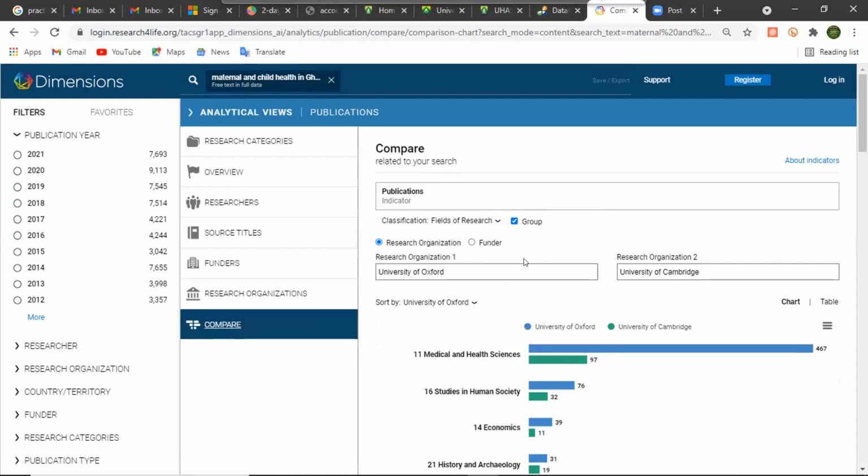Now, let me change it. Let me say over here, I'm trying to compare University of Health and Life Sciences with University of Cambridge. Health and Allied Sciences.